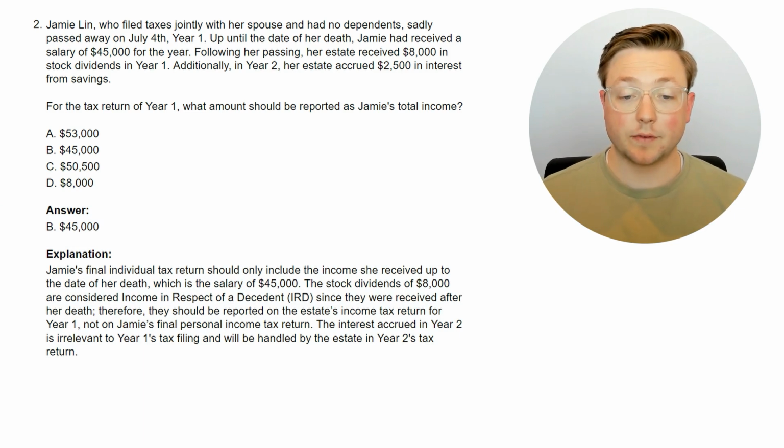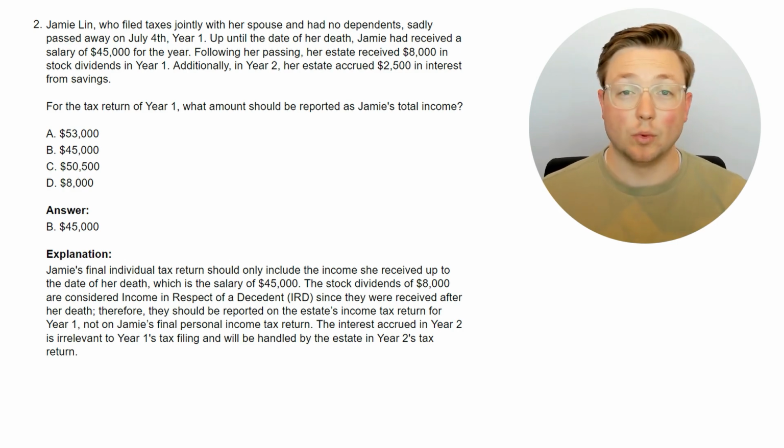$45,000. Jamie's final individual tax return should only include the income she received up to the date of her death, which is the salary of $45,000. The stock dividends of $8,000 are considered income in respect of a decedent since they were received after her death. Therefore, they should be reported on the estate's income tax return for year 1, not on Jamie's final personal income tax return. The interest accrued in year 2 is irrelevant to year 1's tax filing and will be handled by the estate in year 2's tax return.